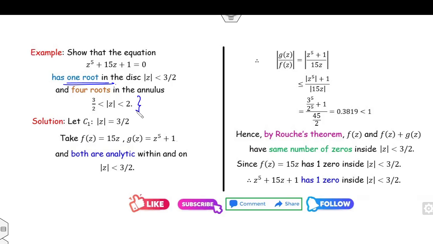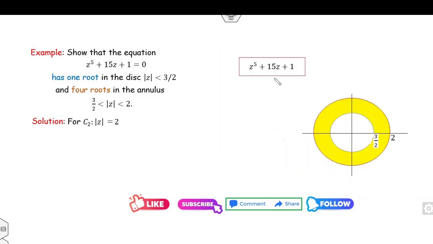Look at the second part. Again, this is 3 by 2, which we already computed as a 1. Now I can compute on the circle of radius 2. Can you find this value? It is 2 raised to power 5, and 2 raised to power 5 is 32. 15 into 2 is 30, and this number is 1. So clearly, this number is my maximum.